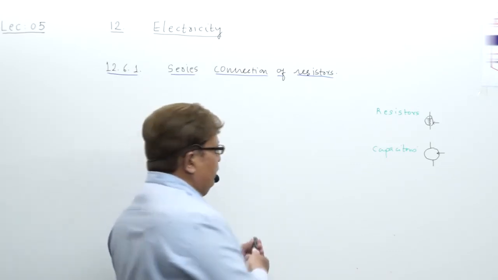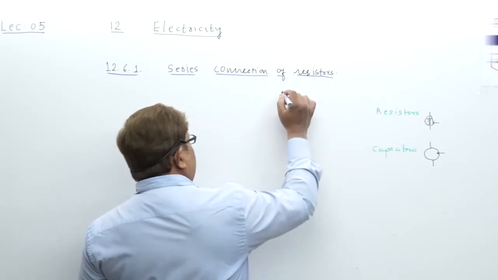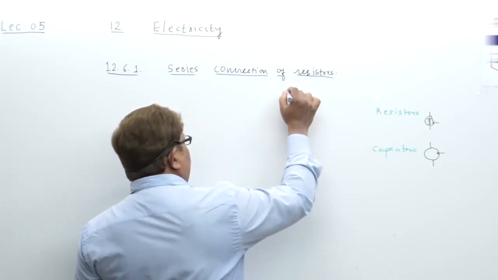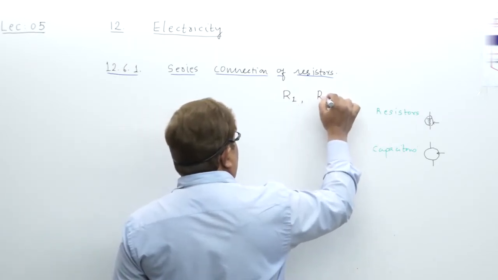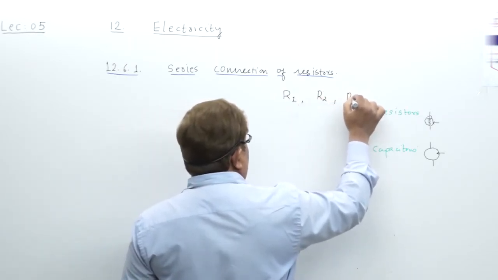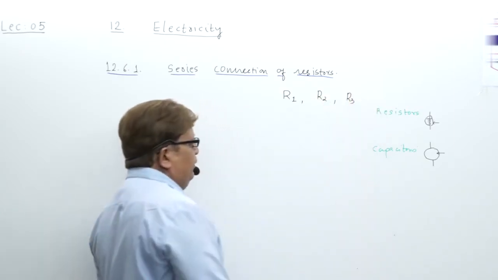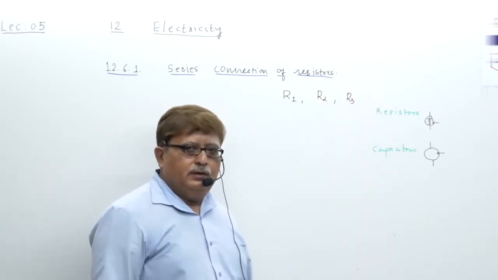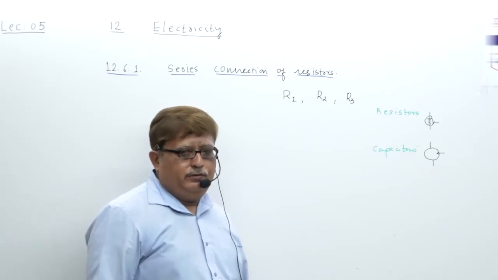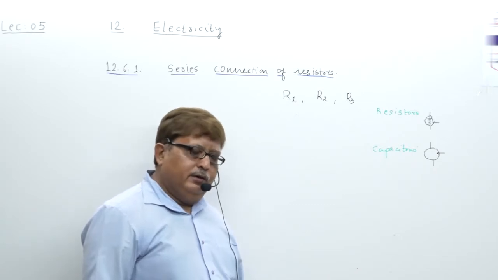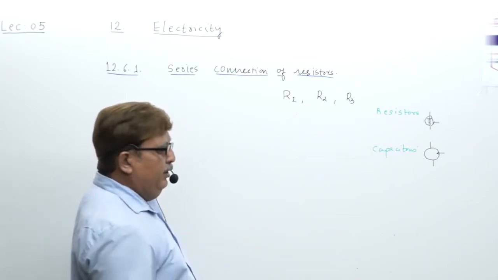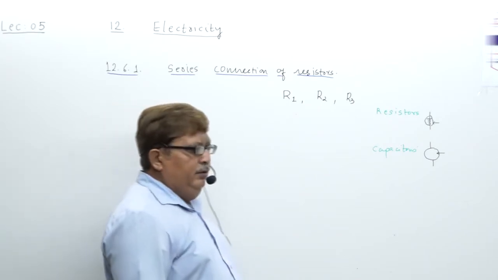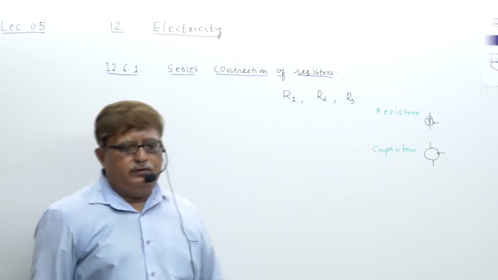First, suppose I have taken 3 resistors. One I say R1, one I say R2, and one I say R3. We have 3 resistors R1, R2 and R3. Understood? And I want to connect all 3 resistors in series connection.